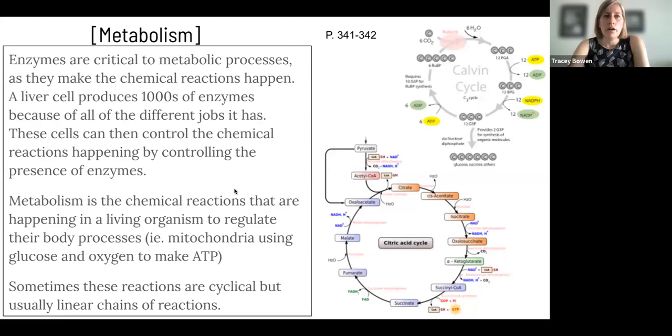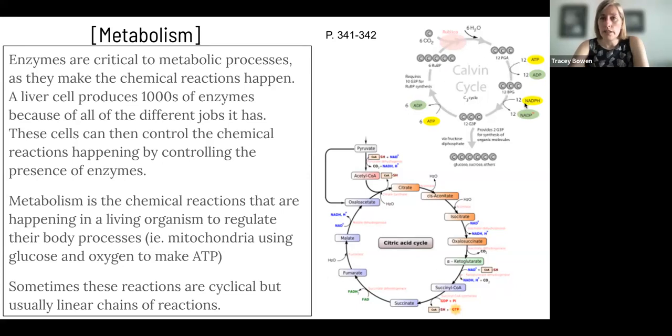So metabolism is the chemical reactions that are occurring in the cytoplasm of our cells, and enzymes are critical to these metabolic processes. A liver cell produces thousands of enzymes because of all of the different jobs it has, and these cells can control the chemical reactions happening by controlling the presence of enzymes. So metabolism is chemical reactions that are happening in a living organism to regulate their body processes. For example, mitochondria using glucose and oxygen to make ATP. Sometimes these reactions are cyclical, but usually they're linear chains of reactions.